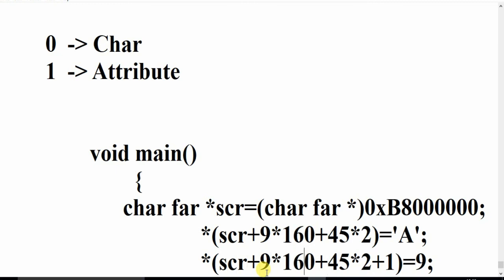Pointer SCR plus 9 into 160 plus 45 into 2 plus 1. What is the 1 here? The next byte. In the next byte, what are you writing now? The attribute of the character, meaning the color of the character. The default attribute is 15, that is, foreground white and background black without flickering. But now we are replacing that color with 9.